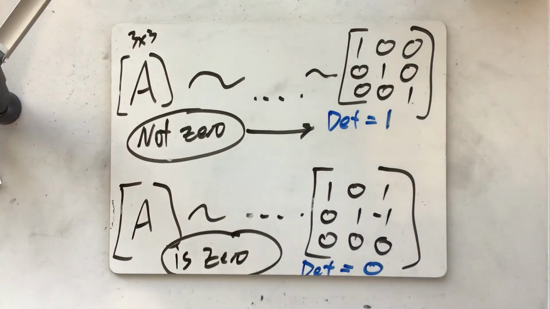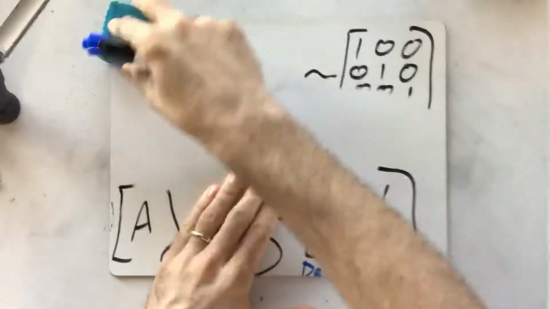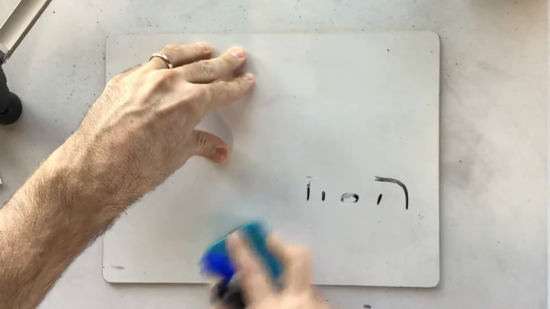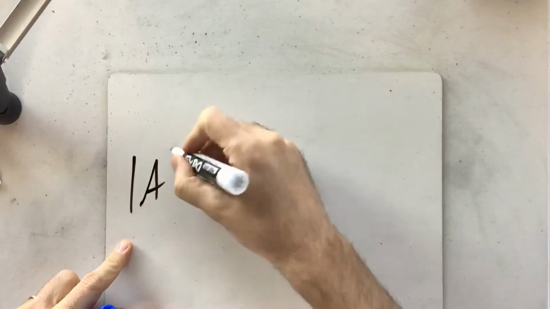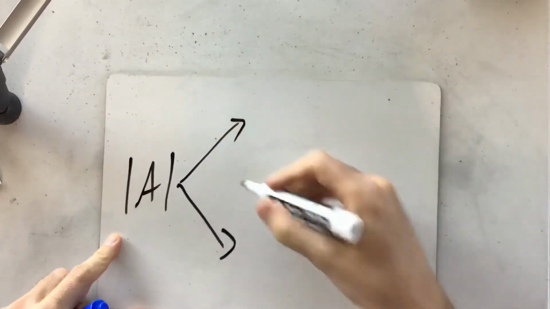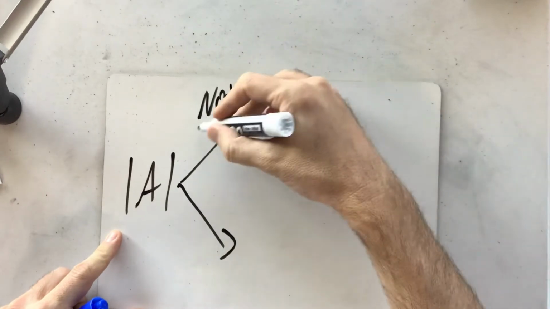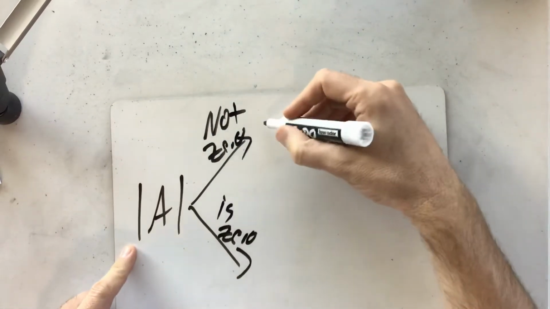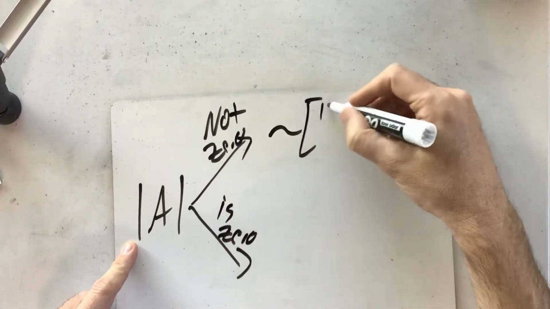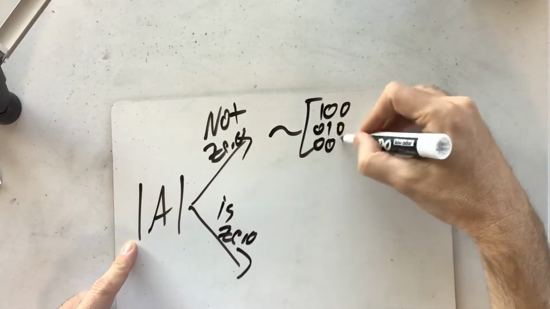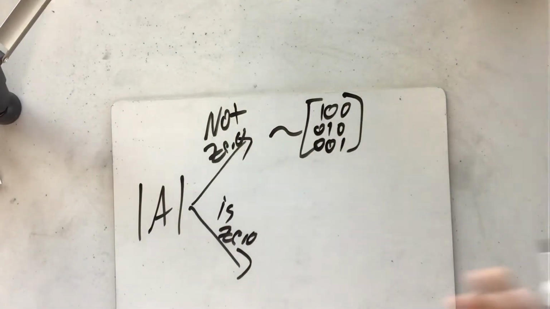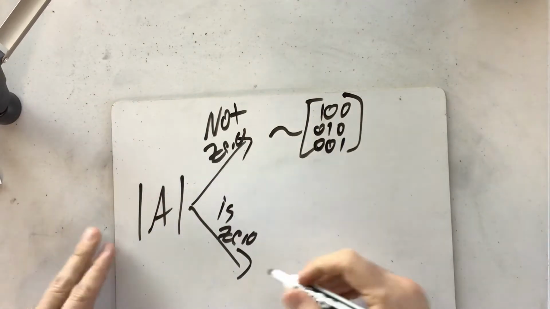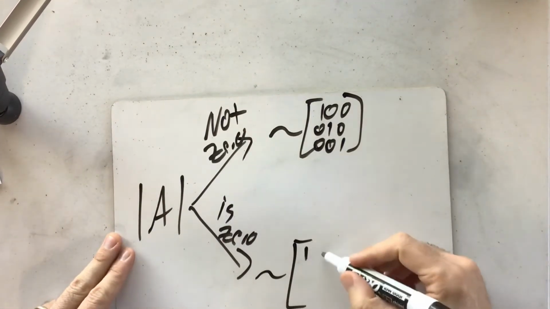So let me summarize that for us just really briefly, and we'll see why that's important. Okay. So what that means is we have one of two cases. We have our determinant of A, and one of two things happens. Either the determinant of A is not 0, or the determinant of A is 0. If the determinant is not 0, then that means it reduces to the identity matrix, 1, 0, 0, 0, 1, 0, 0, 0, 1, or a larger or smaller version depending on the size of your matrix. If it is 0, then that means it reduces to something with free variables.